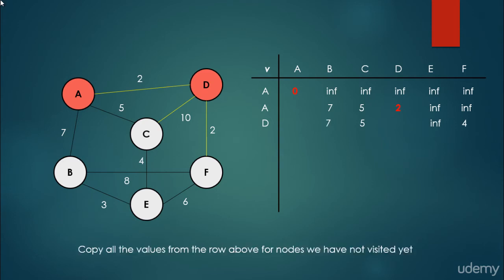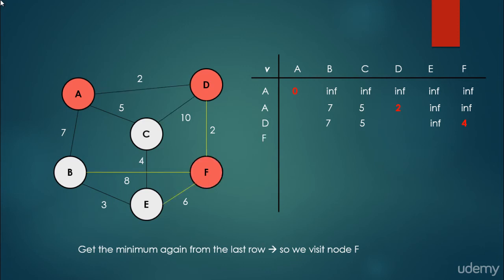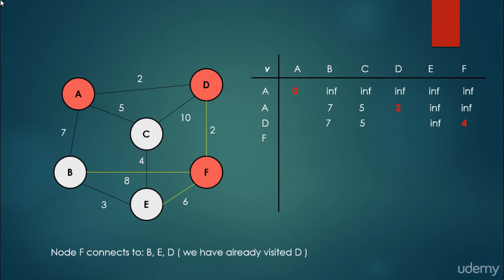We have to copy all the remaining values from the row above, from the vertices we haven't visited so far. And we have to find the minimum. The minimum is 4, which is associated with the vertex F. So we have to consider the vertex F. We are able to visit D, but we have already visited it, and B and E. So for B, we have to calculate what was the minimum, 7 or 8 plus 4.